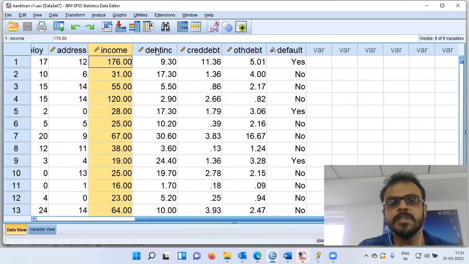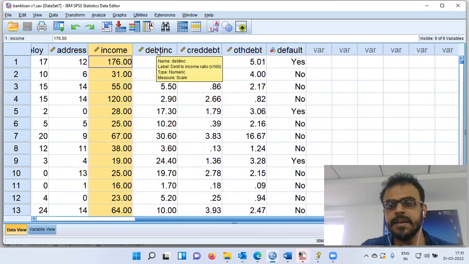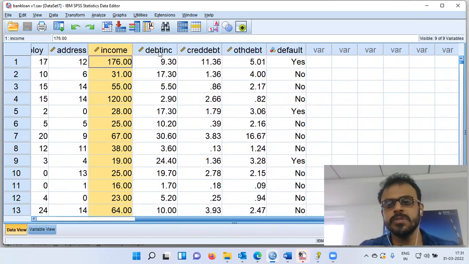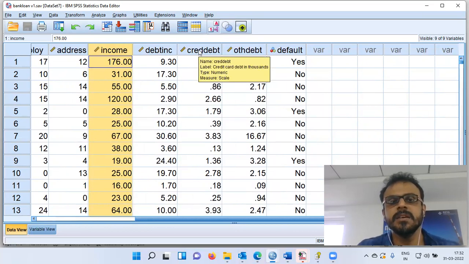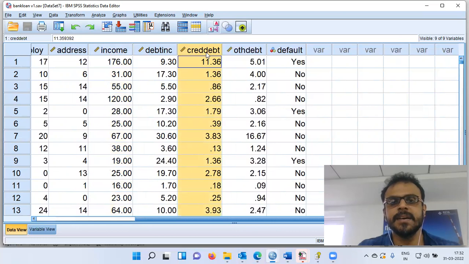Then the next three variables are very interesting because these are derived variables. The first of the variable is what is called as debt to income ratio. We are using debt in the numerator and we are taking income as the denominator and we are expressing this as a percentage. This will tell me what percentage of his income is under debt. Secondly, the variable credit debt, right? This is a variable which talks about credit card debt in 1,000. The next variable is other debt, again measured in 1,000.